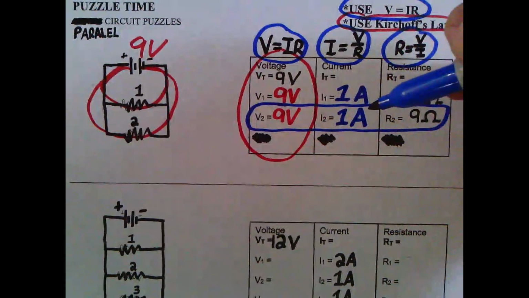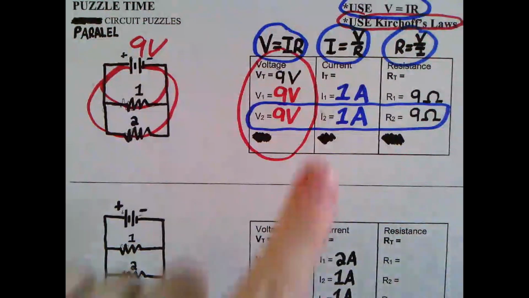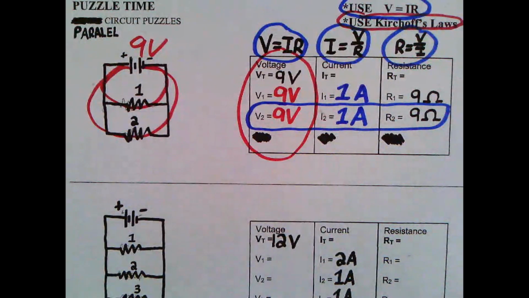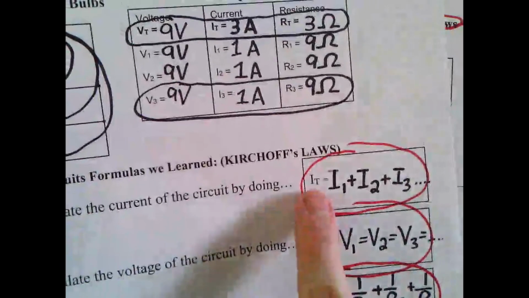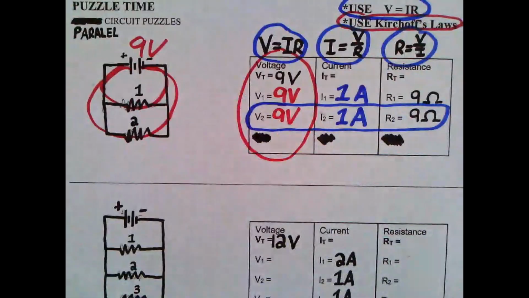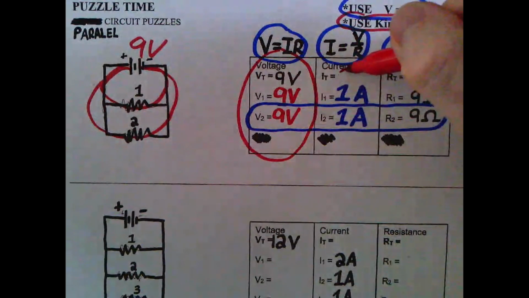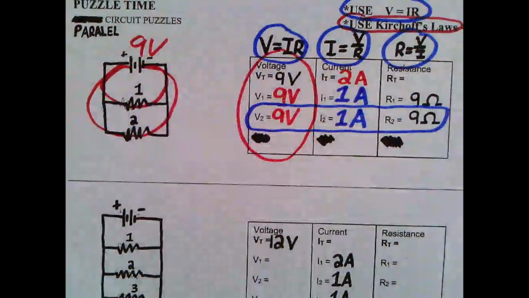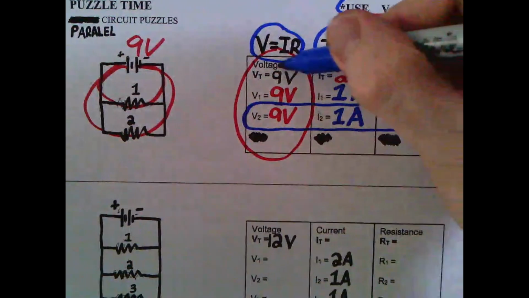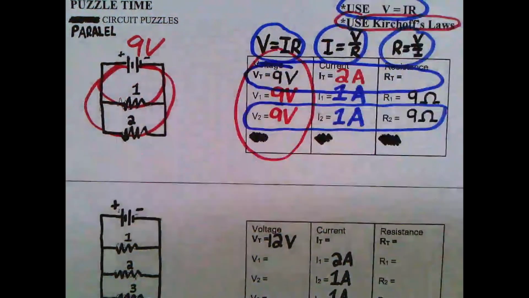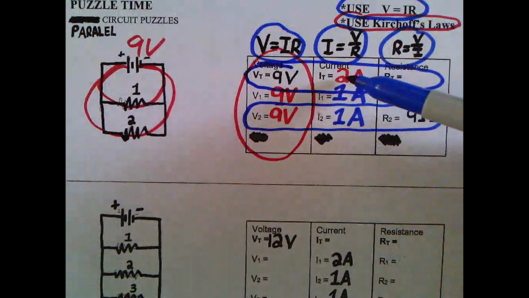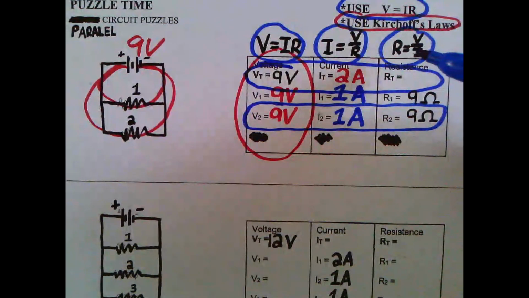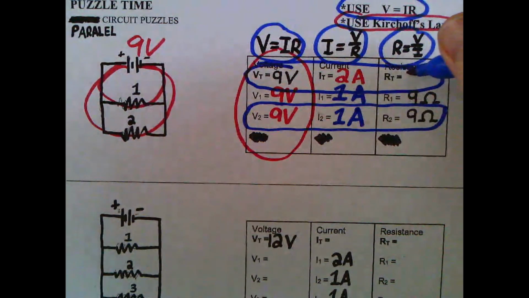Then comes using Kirchhoff's law to find out the total. You can see here that for parallel, the total current equals the others added together. So the total current here would be 2 amps. And now that I know this is 2 amps and this is 9 volts, we can find out the resistance, because anytime you have 2 pieces, you can always find out the last one. So 9 volts, 2 amps. We look at this formula, voltage divided by current. So 9 divided by 2, so this is 4.5.